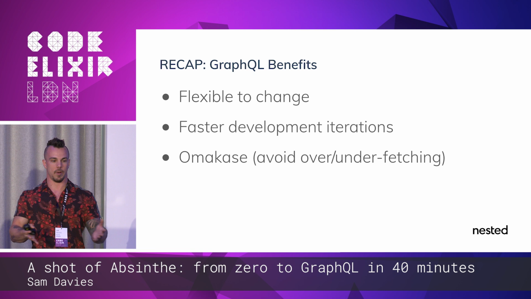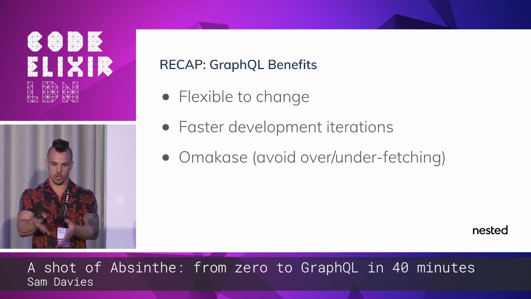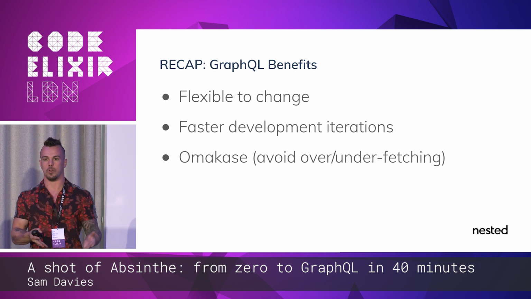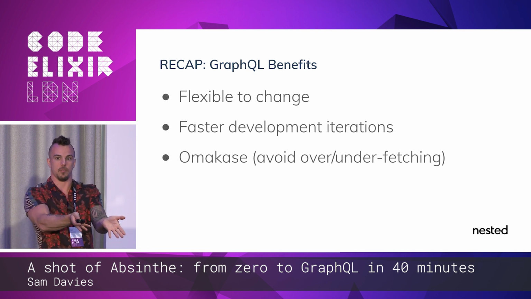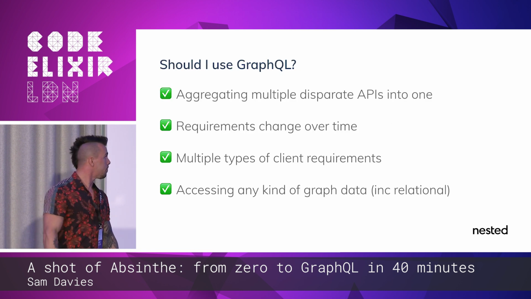And if you say, okay, what am I getting here? You can inspect the schema. You can look at what you're getting. And you don't have to go ask the back-end developer or look at the code or anything. And a third benefit, it's omakase. So the client picks what they want. They don't just get foisted with a bunch of data they didn't ask for.